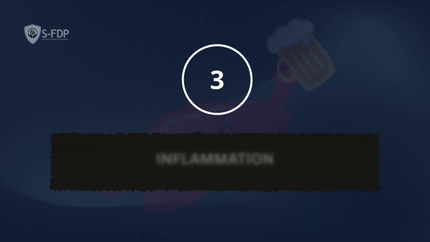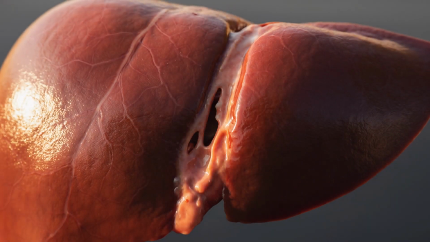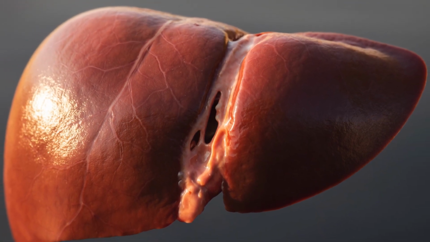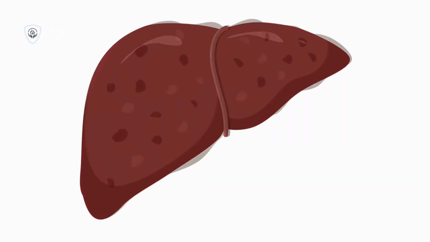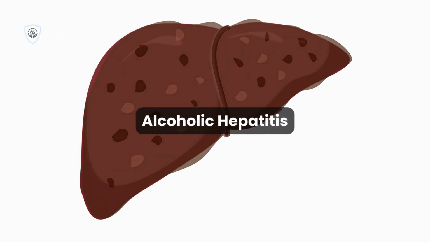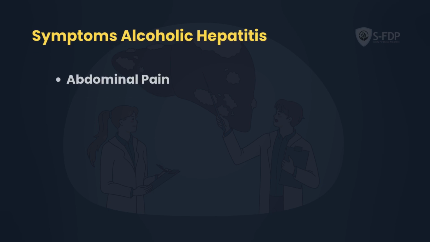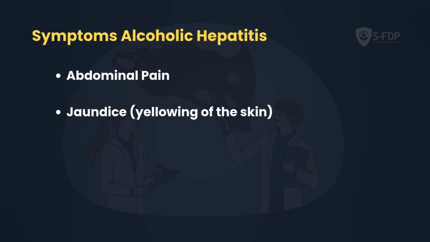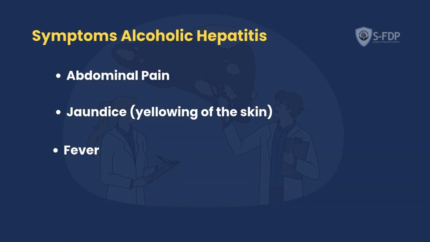Step 3. Inflammation. Continued drinking irritates the liver. The buildup of toxins triggers inflammation and swelling. This stage is called alcoholic hepatitis. Symptoms may include abdominal pain, jaundice, yellowing of the skin, and fever.